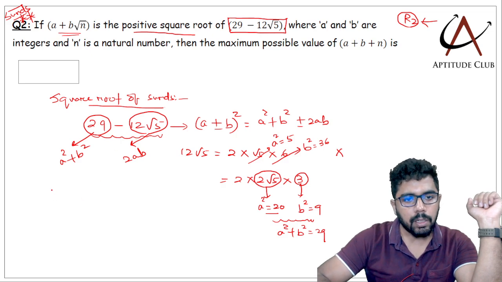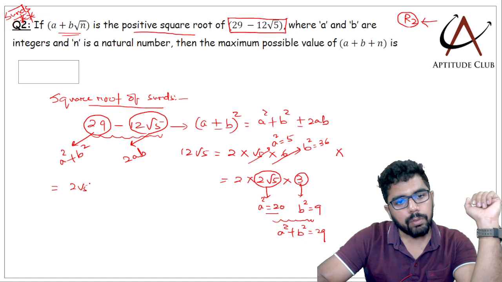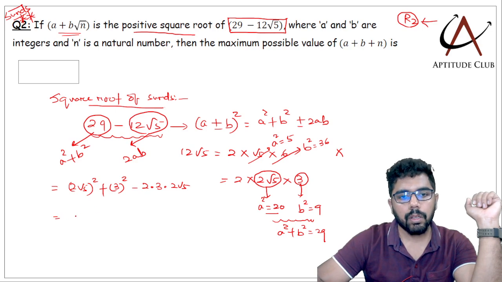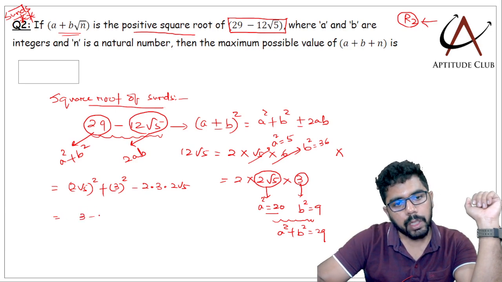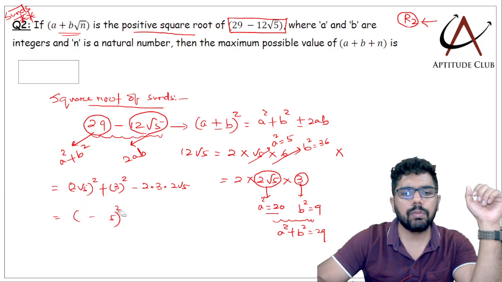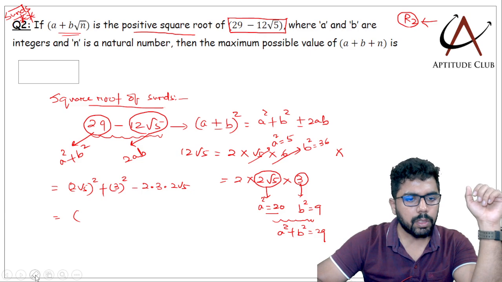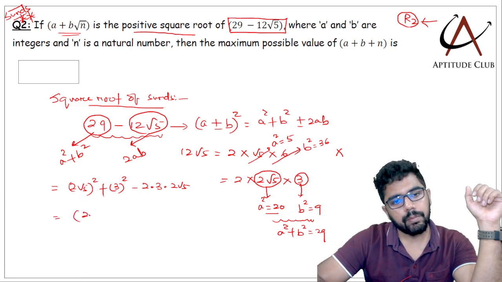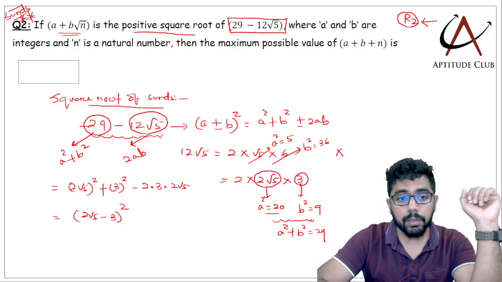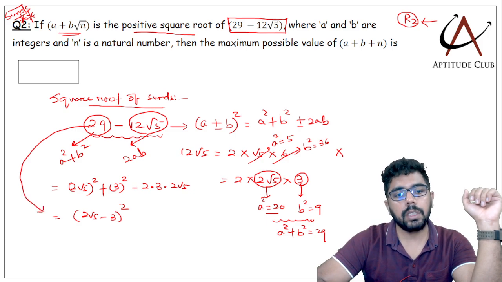So I can now write this as 2 root 5 whole square plus 3 whole square minus 2 into 3 into 2 root 5. So it is 3 minus 2 root 5 whole square, but because the positive square root is given, let me write it as 2 root 5 minus 3. So it becomes 2 root 5 minus 3 whole square. So 29 minus 12 root 5 can be written as 2 root 5 minus 3 whole square.